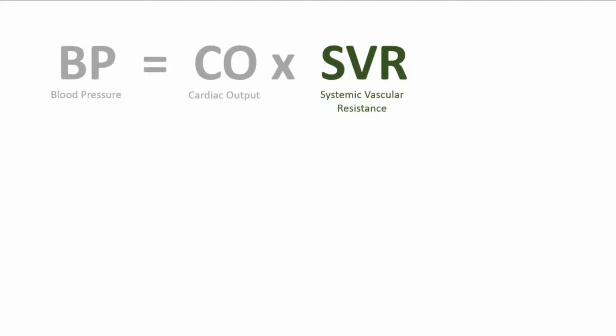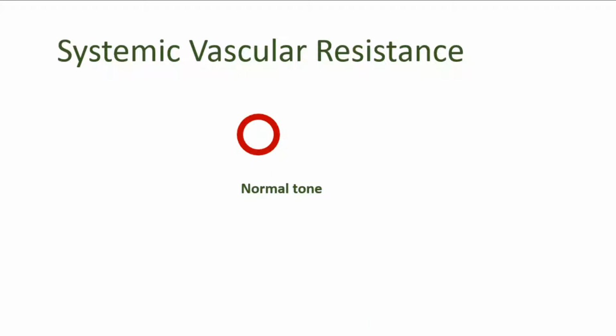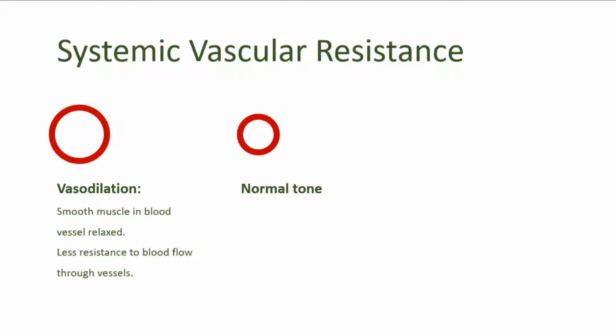So thinking about systemic vascular resistance, what's that? Well, you'll recall from your anatomy and physiology that your blood vessels, that medial layer, the tunica media, is made up of smooth muscle cells. And the upshot of that, so here's another representation of a blood vessel in cross section, is that if those blood vessels are relaxed, we get something called vasodilation. And when the lumen, so when the hole in the middle of the blood vessel is enlarged because those muscles are relaxed, there's less resistance to flow.